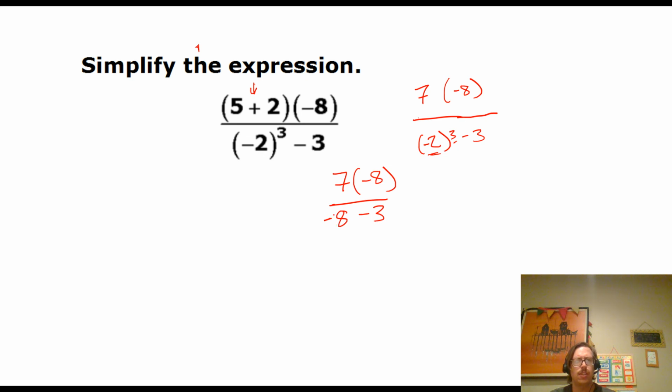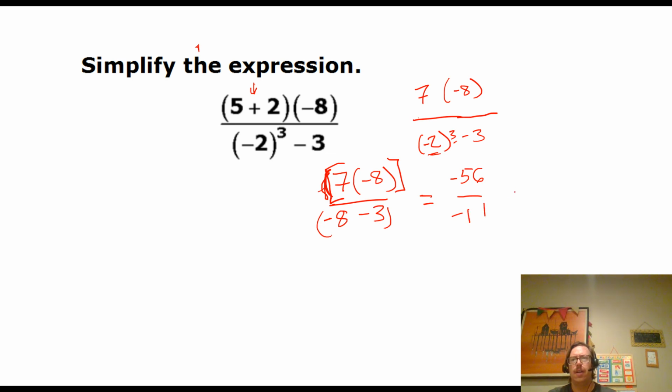So you might be wondering, what do I do on top or bottom next? Honestly, it doesn't matter to me as long as you do them first. So we're going to treat this like a grouping symbol. On top, I'm going to use a bracket on the outside of the parentheses, and on the bottom I can put parentheses. I'm going to do each of them separately. 7 times negative 8 is negative 56. And negative 8 minus 3 is negative 11.